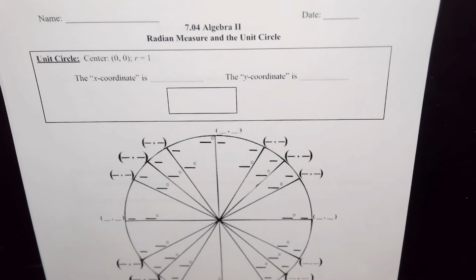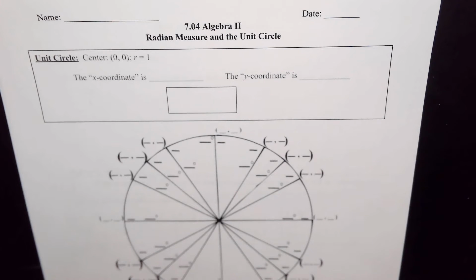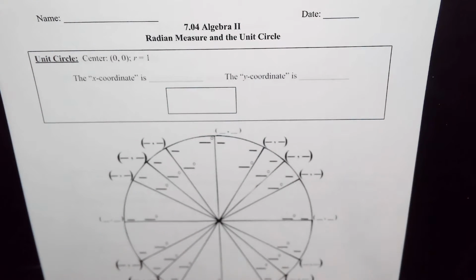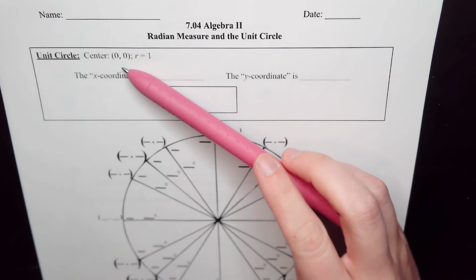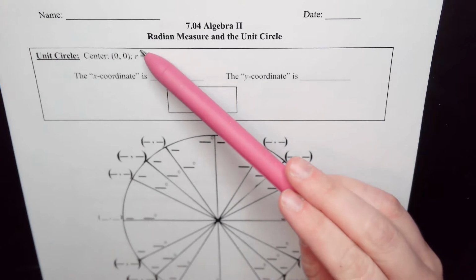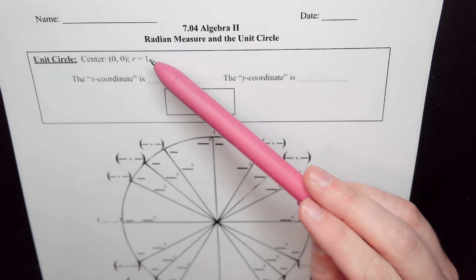All right, we're on 7.04, which we're continuing on with our trig stuff. So we're going to talk about something really important today, and that is the unit circle. So the unit circle has a center at 0, 0, and a radius of 1. It always has a radius of 1.